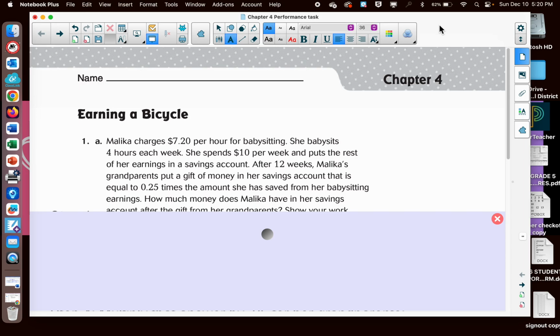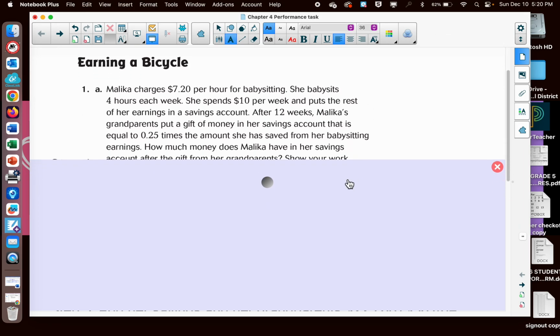After 12 weeks, Malika's grandparents put a gift of money in her savings account that is equal to 0.25, or 25 hundredths, times the amount she has saved from her babysitting earnings. How much money does Malika have in her savings account after the gift from her grandparents? And you're asked to show your work.